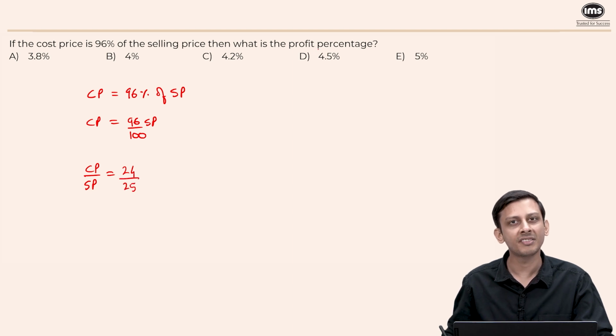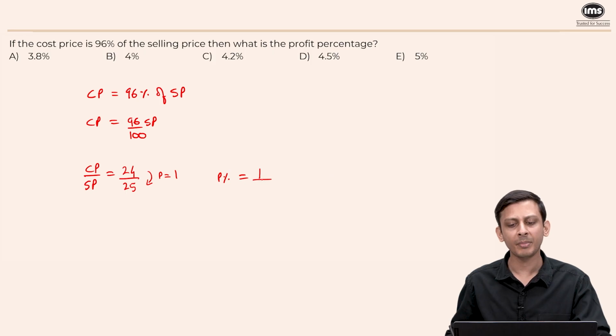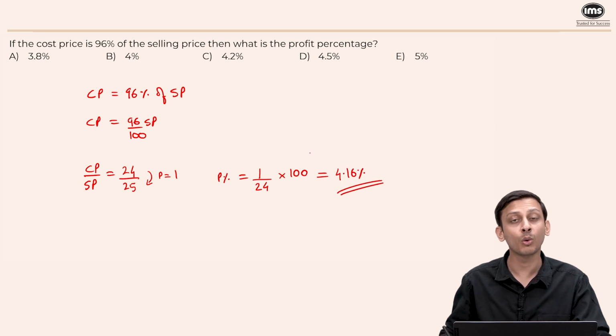Now we need the profit percentage. So we can just assume CP to be 24 and SP to be 25 from this ratio. And then we can say that from 24 to 25, the profit is of 1. SP minus CP, 25 minus 24, profit is 1. So the profit percent will be the profit of 1 upon the CP of 24 and then into 100. And 1 by 24 corresponds to 4.16%. So we will just mark that option which is closest to that, which is 4.2%, which is option C.